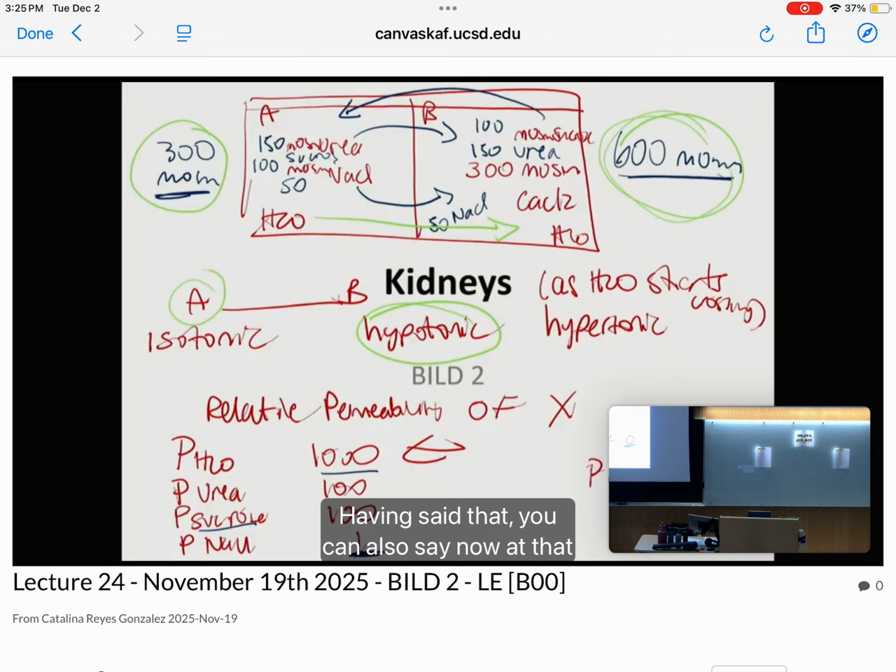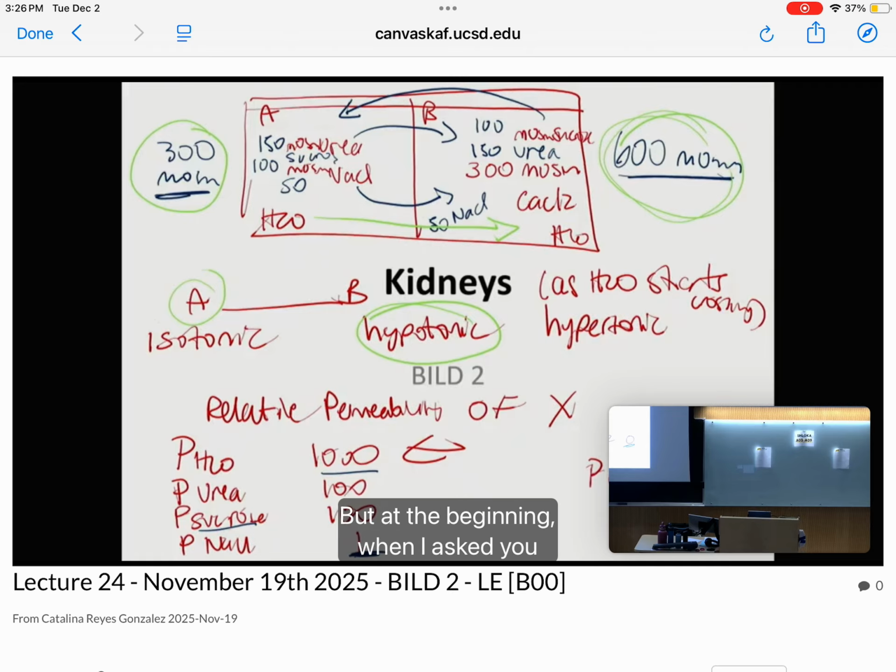Having said that, you can also say that at time 5, when we reach equilibrium, B is hyperosmotic to A. But I'm not asking you for that. If I were to ask you, what is A to B in terms of osmolarity, iso, hyper, or hyposmotic at time 5, at the end, when all the solutes move as well? As water starts to cross and all the solutes, you would say that A is hyposmotic and hypotonic. Does that make sense?